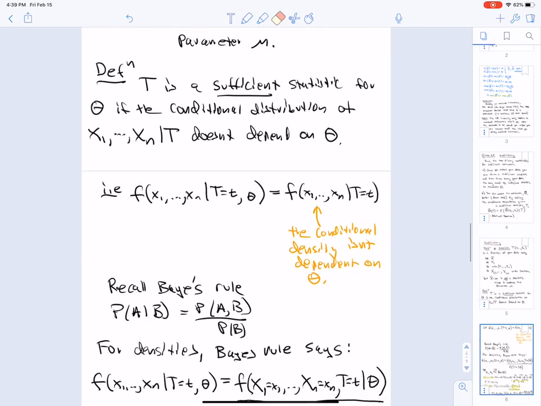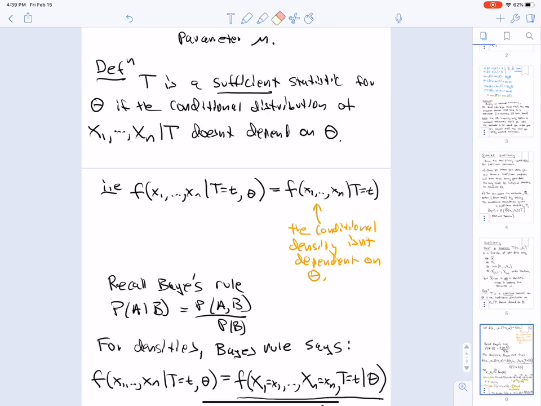So in terms of densities, that's to say that the conditional given t, when we condition on t, is the same as if we just remove theta. Theta is not relevant anymore once we condition on t.